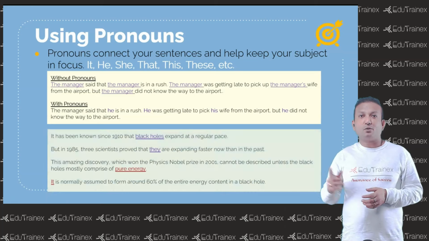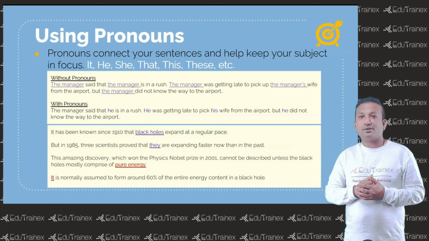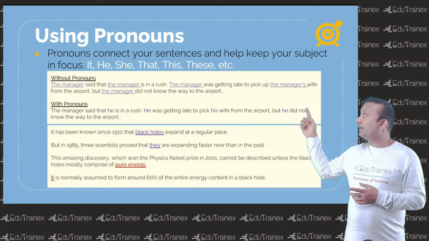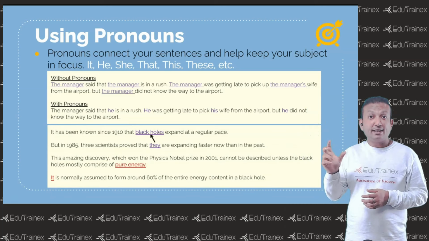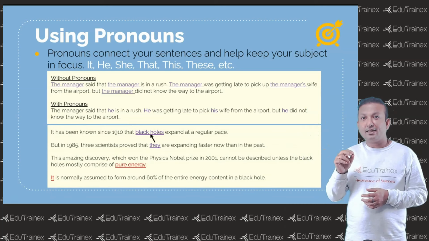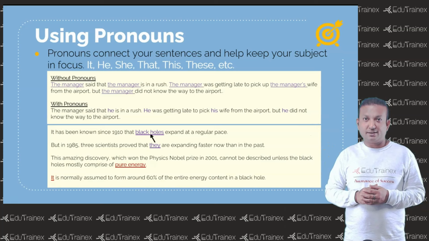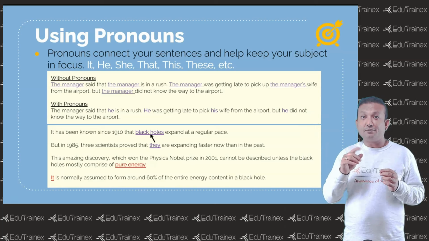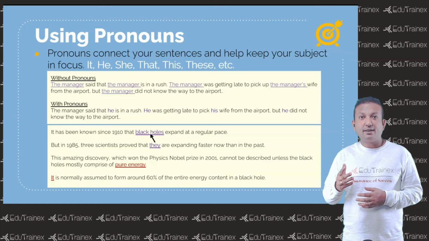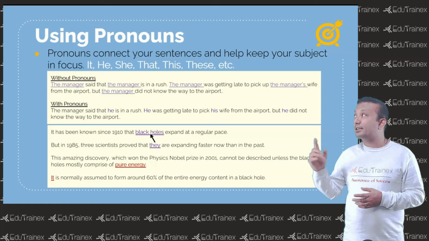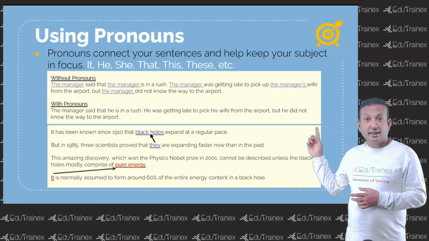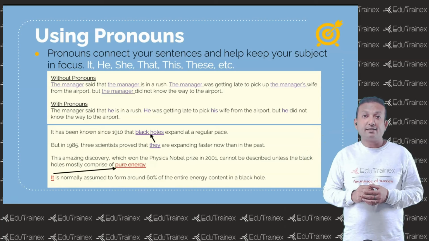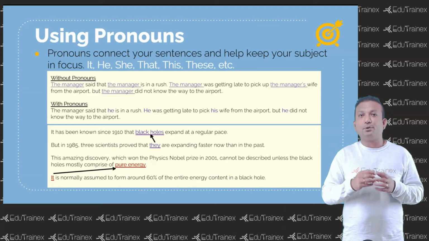Now see the question on the screen about the black holes. See the purple and the red color combinations. They, in the second sentence, refers back to black holes in the first sentence. So clearly, the second sentence will come after the first one. The next one is pure energy and it. So again, it will come after the sentence that talks about pure energy, because it refers back to pure energy.